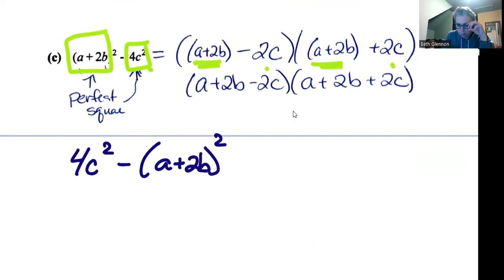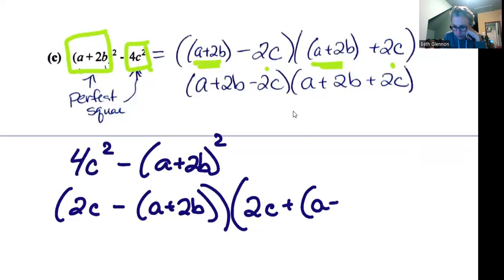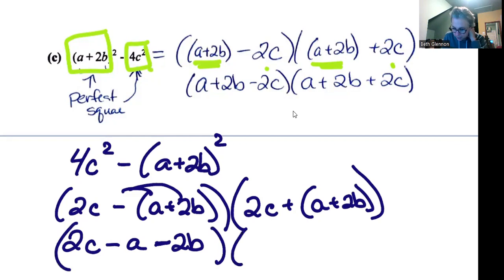Let me show you. So I've got perfect squares connected by subtraction. This would be 2c minus the parentheses a plus 2b. Notice that I'm not changing anything in that set of parentheses. My second one is going to be 2c plus a plus 2b. Oh, this is good. Now I've got to distribute the minus. So it's 2c minus a minus 2b. Do you see that? This is what's going to separate our varsity mathematicians from our JV. That minus, distributing that minus sign, times the quantity 2c plus a plus 2b.